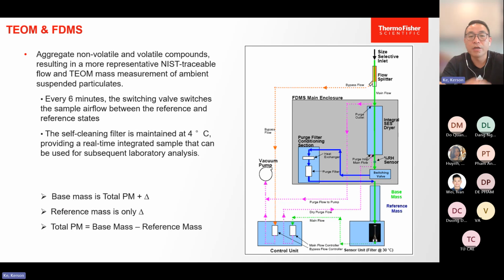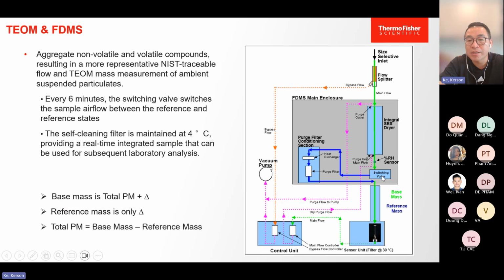Okay, so in this way we will have 2 models. One is for the base mass, another is for the reference mass model. I will show you how the model works. Every 6 minutes, after the PM 2.5 or PM 10 inlet, there's a switching valve.